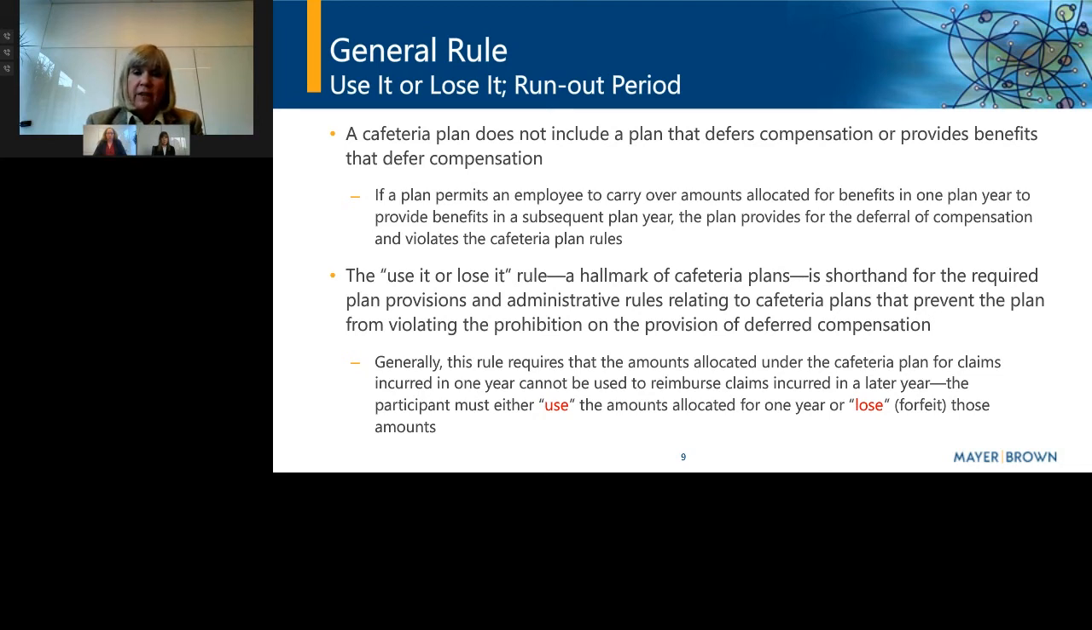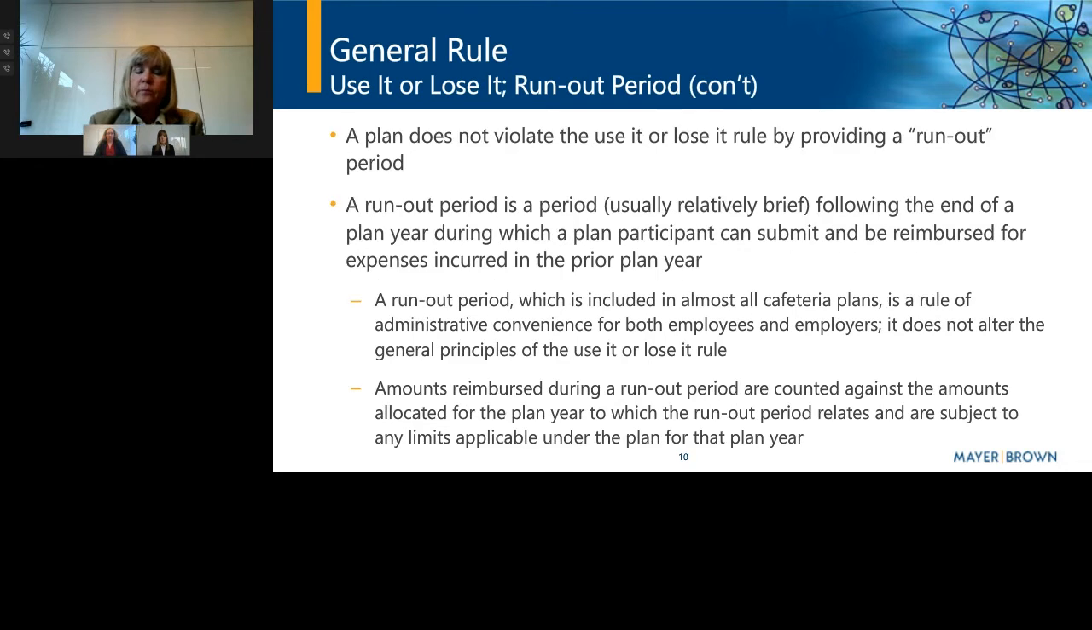It's kind of a hallmark of cafeteria plans. I'm sure that most people on this call will understand what that means. The rule generally requires that amounts that are allocated to cafeteria plans have to be used for claims incurred in the year to which the election relates. They can't be used to reimburse claims for later years or to provide benefits for later years. The participant, in other words, has to either use the amounts or lose the amounts in the cafeteria plan.